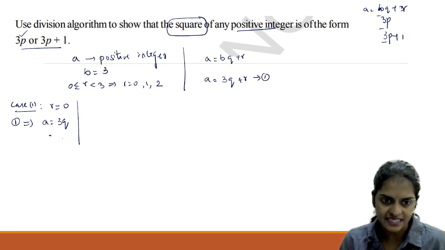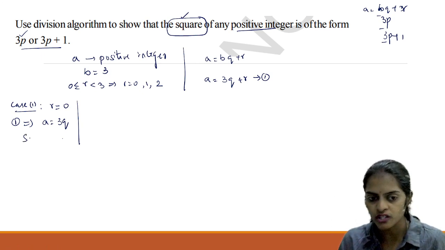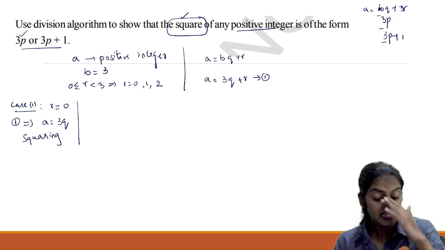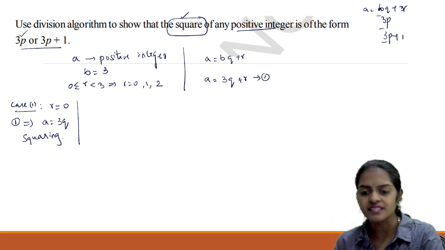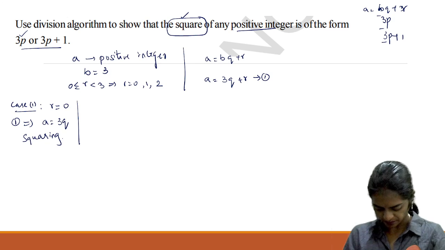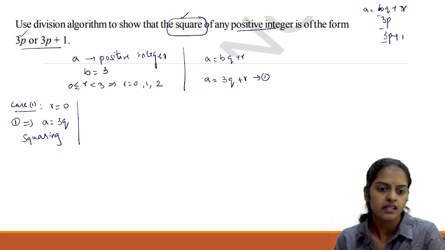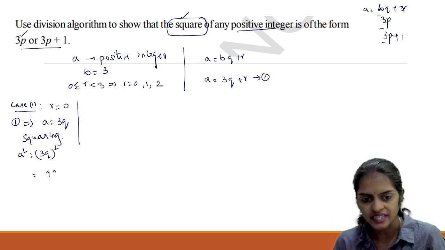Here they asked us the square of the number. So first we need to square. Here comes a very important thing which I said: square. They are asking the square of the number, so what should we do? When they are asking the square of the number, we should square on both the sides. Suppose if they ask you cube, then you should cube on both the sides. Here they are asking us square, so we will square on both the sides. So squaring on both the sides, let's square and see. a square is equal to 3q whole square, that is equal to 9q square.